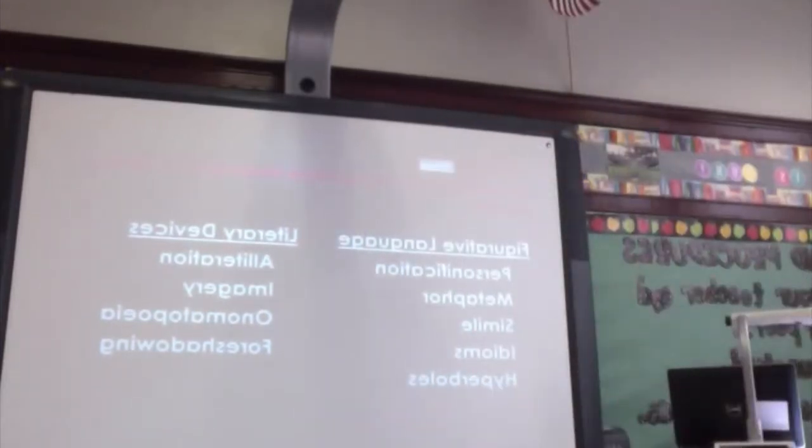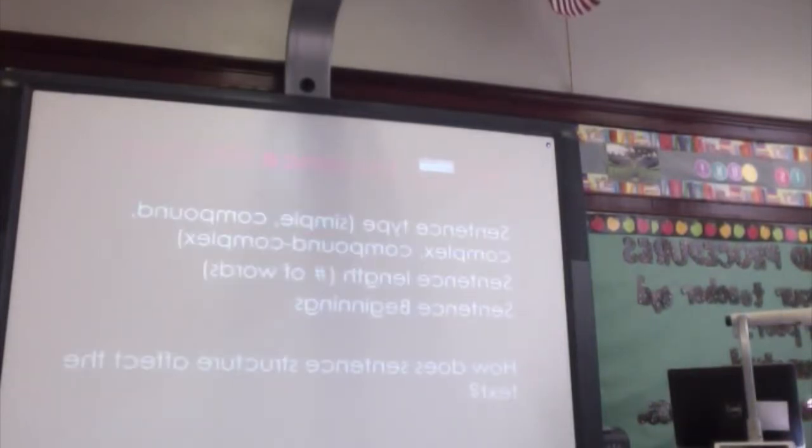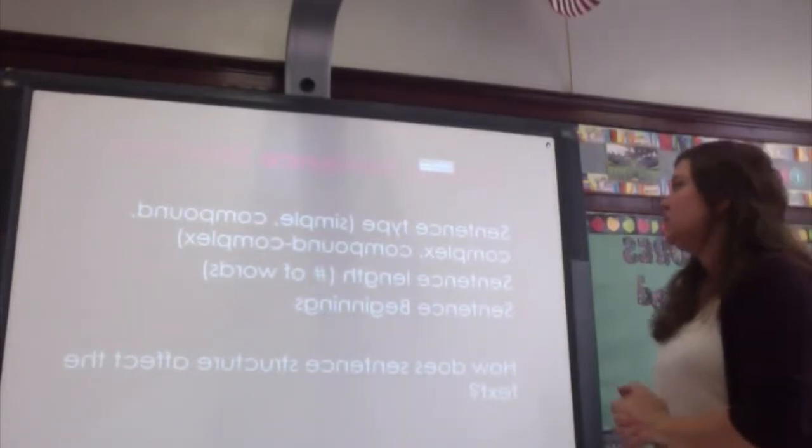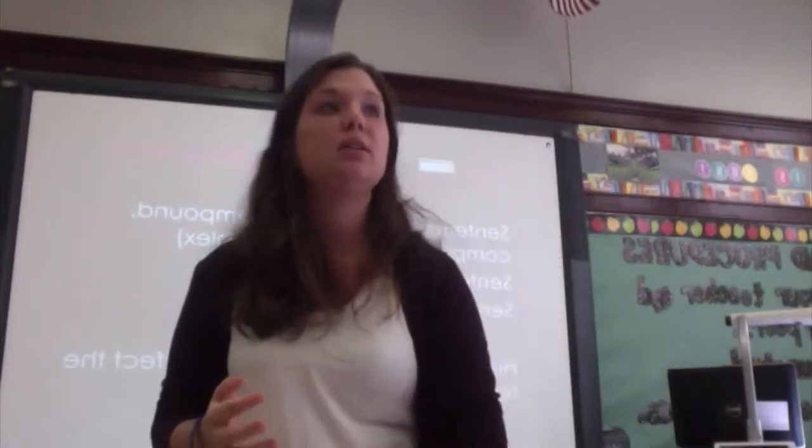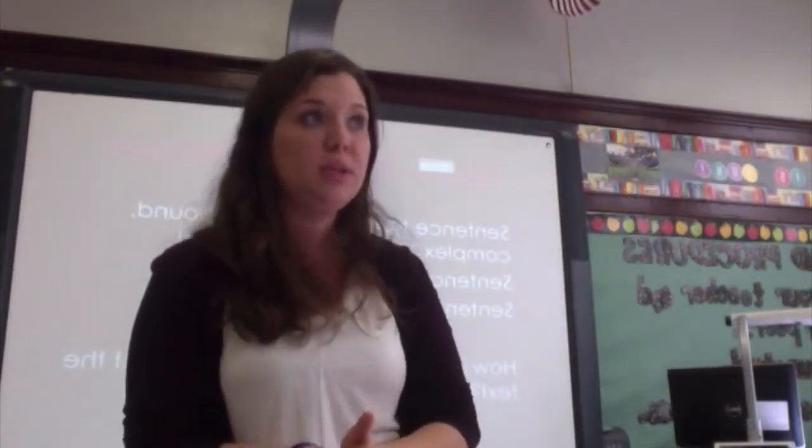So again, if you don't see a ton of them, that's okay, but look for them anyway. Okay, then our syntax. So we talked about this earlier too. These are our sentence types. This is important because our short sentences pack a punch. They get to the point. They tell us exactly what we need to know.